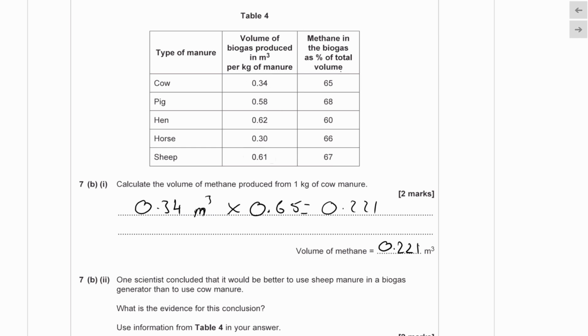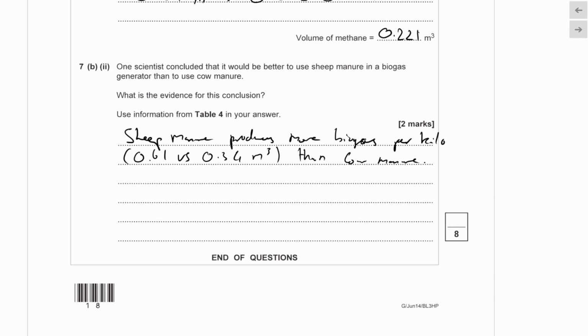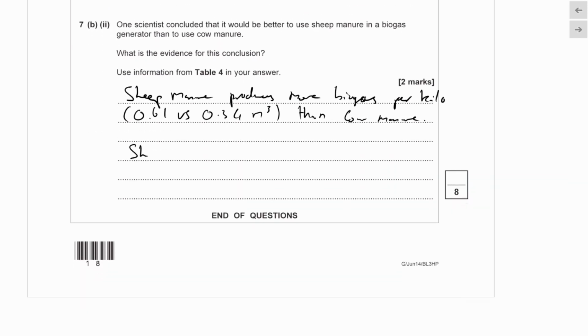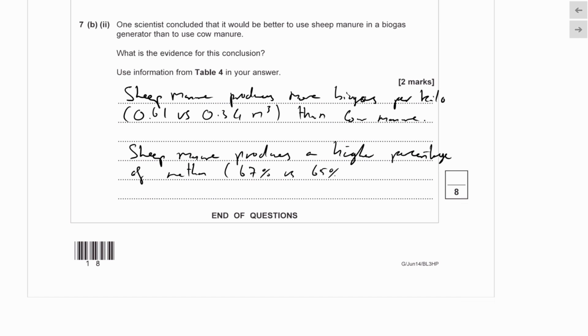Methane as a percentage in the biogas is 65% from cow manure and 67% from sheep manure. So we're actually producing more methane as a percentage as well. So sheep manure produces a higher percentage of methane, right? And I'll put the figures in again: 67% versus 65% than cow manure. Alright, now that's more than enough for 2 marks, and that is the end of this question and also the end of this entire paper.